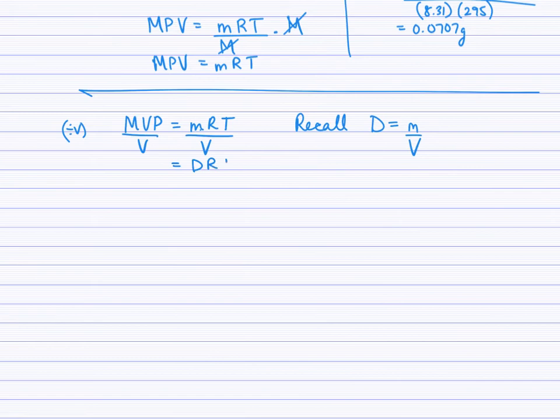So I have dRT on the right side. And then I can cancel the V's, and so I have MP, or if you prefer PM, doesn't matter, equals dRT. So either of these here are fine. So we have a derivation now, a version of the ideal gas law equation that involves density. Notice mass and volume are not required. You could find the density of a gas.